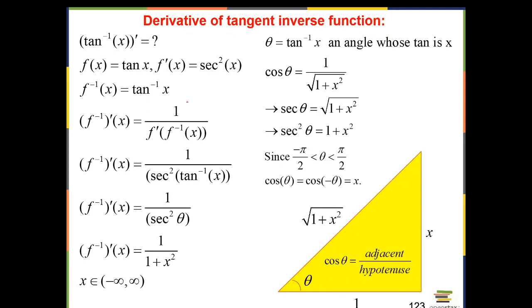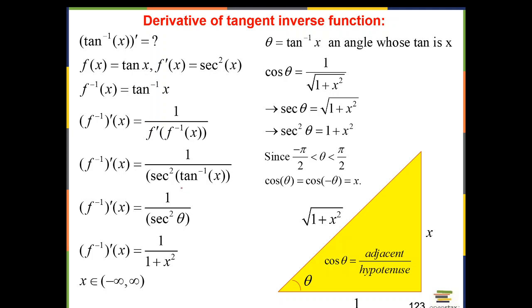What about tangent inverse? Well, we use the same trick. We are going to think of tangent inverse as the inverse of tangent, right? And we know the derivative of tangent is secant squared. So we are going to think of the derivative of tangent inverse as 1 over the derivative of tangent, which is secant squared. So 1 over secant squared of tangent inverse.